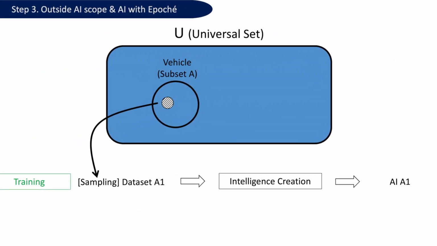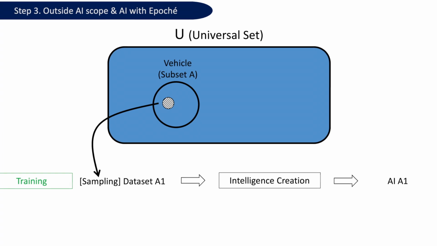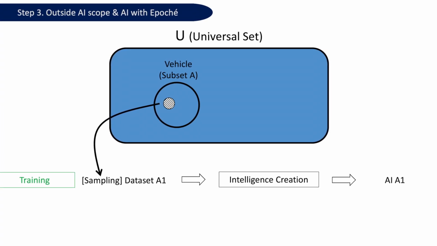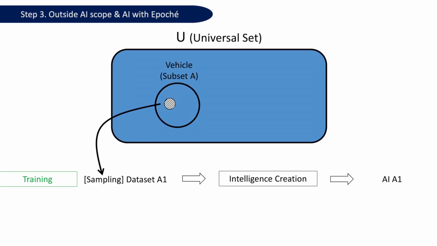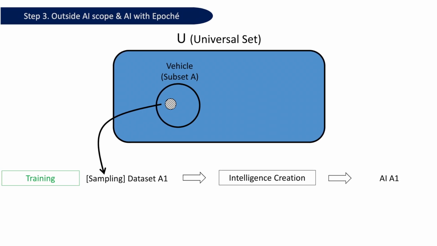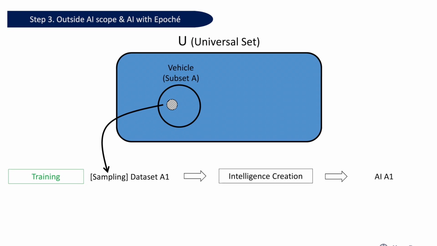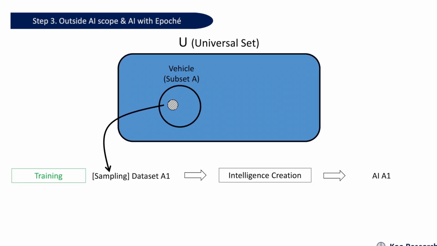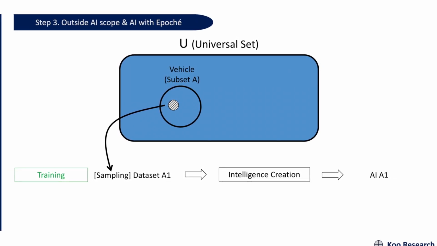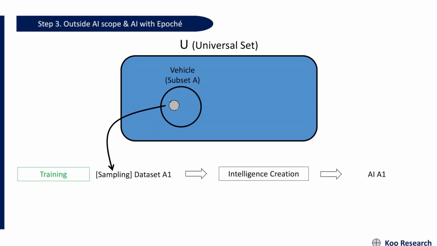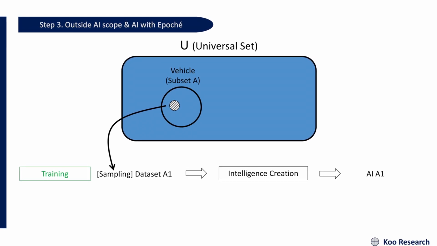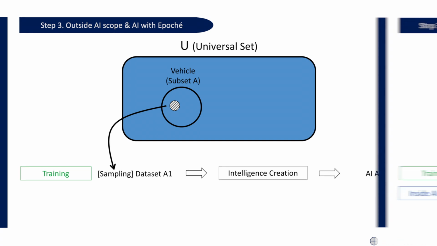Step 3. Outside AI scope and AI with ePOSH. The figure depicts a scenario where I intentionally picked random samples from a group labeled vehicles to create dataset A1. Now, let's delve into when the recognition scope AI A1, derived from dataset A1, fits within the inside scope, and when it falls outside the scope.